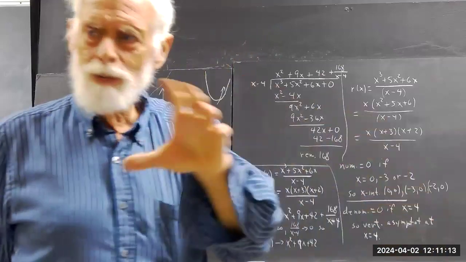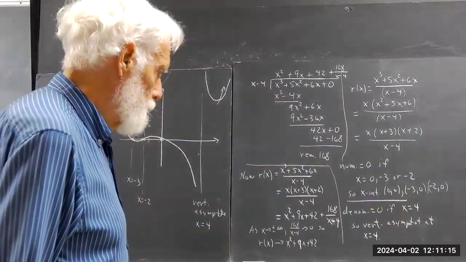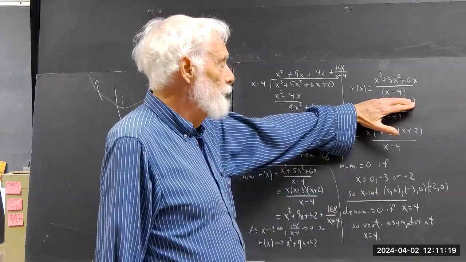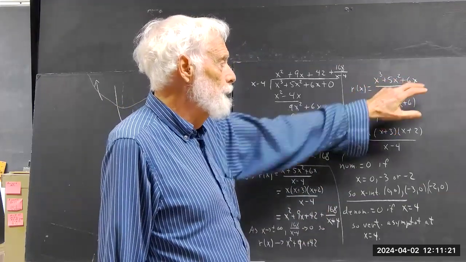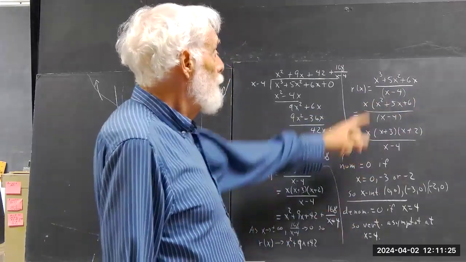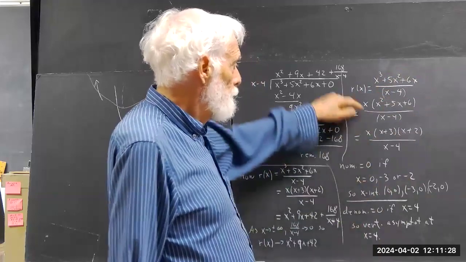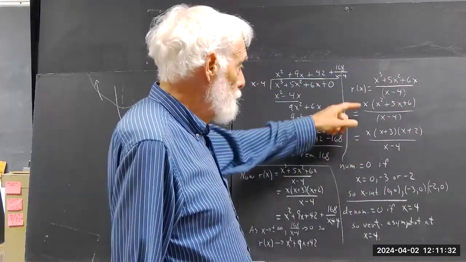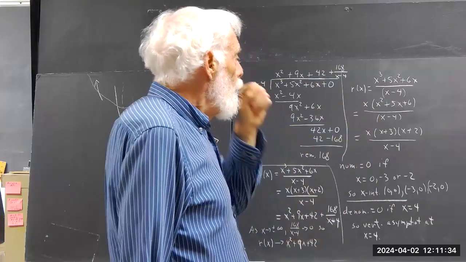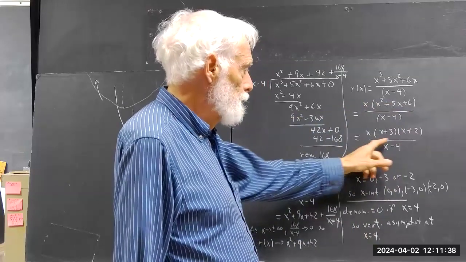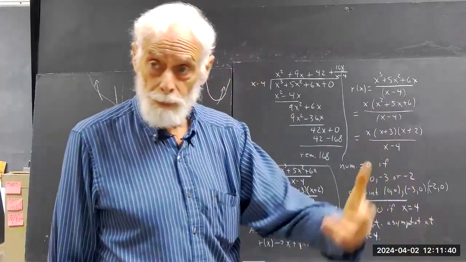So just to summarize it, because we went through it kind of quickly, I think we'll see it again. We start with r of x equals x cubed plus 5x squared plus 6x over x minus 1. We factor the numerator. First thing we do is factor x out of this, because every term has an x common to it. Then we factor x squared plus 5x plus 6 into x plus 3 times x plus 2.